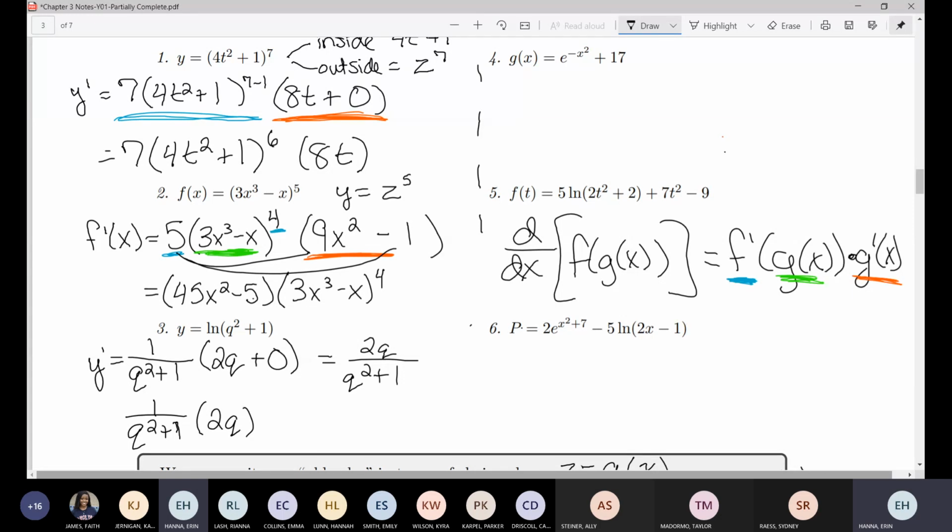All right, number 4, we've got a sum of things here. So now we have to bring in that sum rule again. Essentially it means that we need to take the derivative of this and then the derivative of the 17 separately. Let me zoom in a little bit.